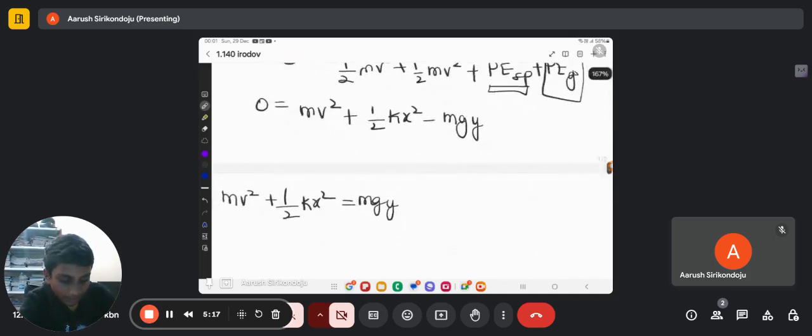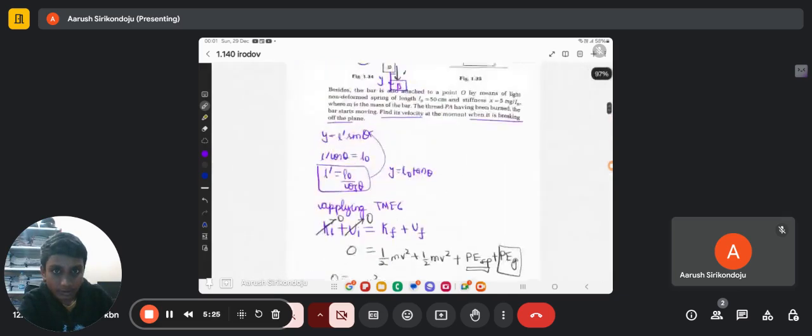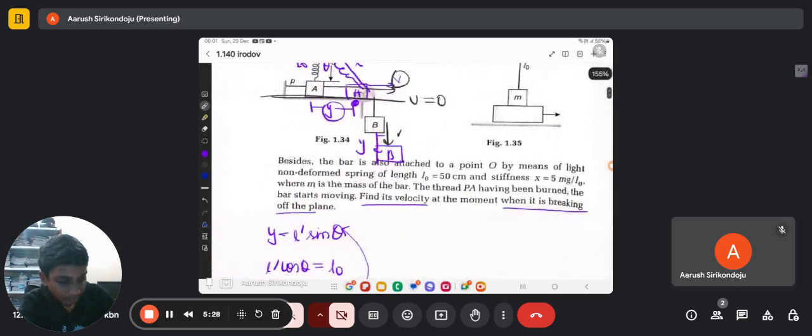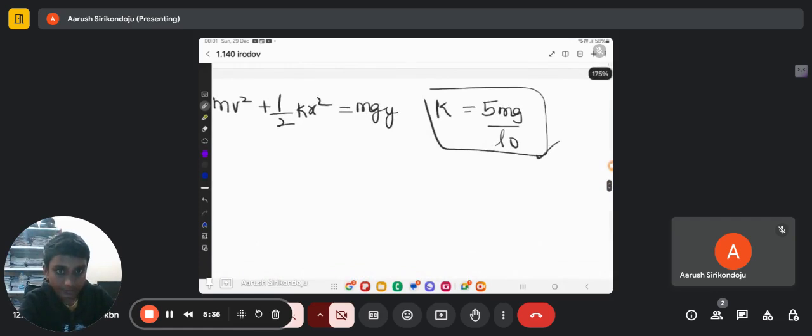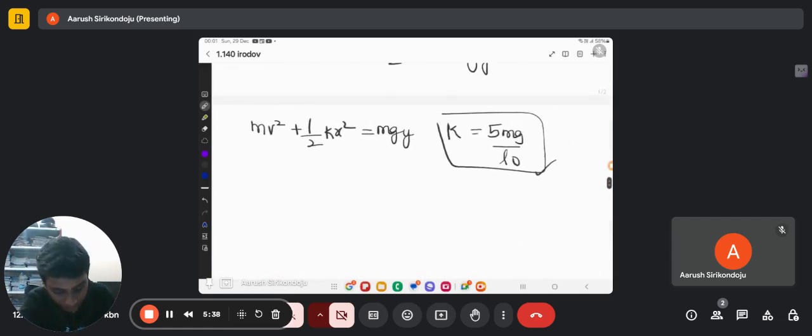And we know that k equals 5 mg upon L naught, because this was given in the question over here. We assume k to be the stiffness. This is 5 mg by L naught. Now let's substitute the values. v square plus half into 5 mg upon L naught into x square.